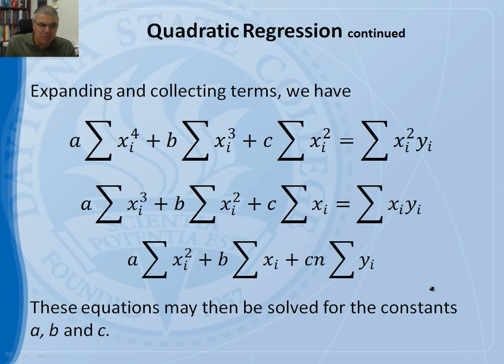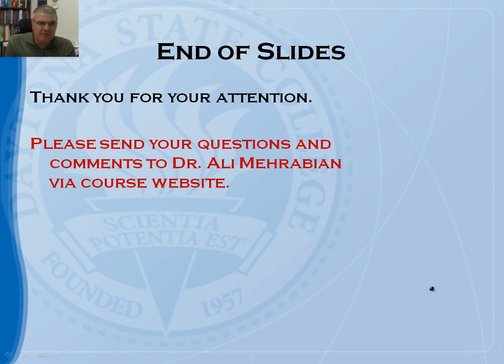We will have three equations with three unknowns, and solving these equations may then lead us to calculating a, b, and c. That's really all that's to it, and it would really help us to solve our problem, which is trying to find the best fit through the data that we have.